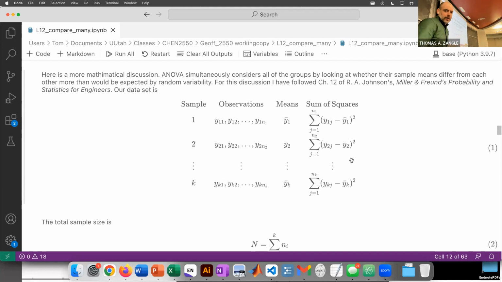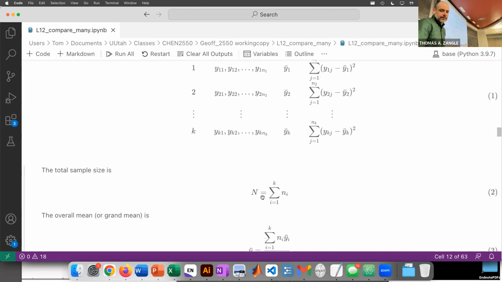We have then the total sample size, and we're going to use uppercase N for this. It's just the sum of all of the observations within the different groups. So if there were 10 designated hitters, 133 infielders and 10 outfielders, we end up with 153 as our total number of observations, just the sum of all the observations.